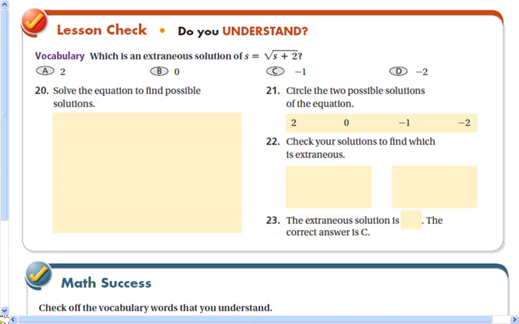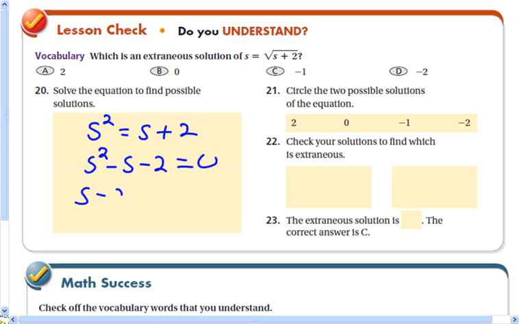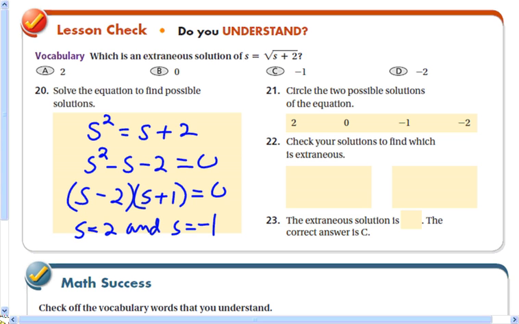All right, lesson check here, which is an extraneous solution of s equals square root of the quantity s plus 2? So let's first solve that. I'm going to write it down by squaring both sides. So we're going to have s squared is equal to s plus 2. And then we get s squared minus s minus 2 equals 0 by putting it in standard form. And that's factorable. We get s minus 2 times quantity s plus 1 is equal to 0. So s is equal to 2 and s is equal to negative 1. So the two possible solutions are 2 and negative 1.